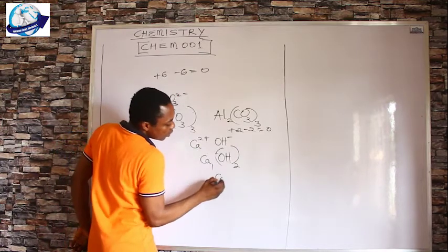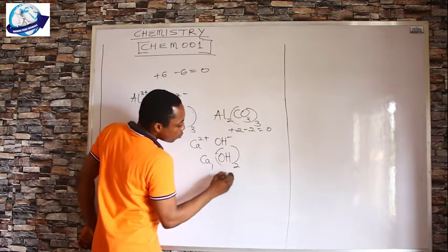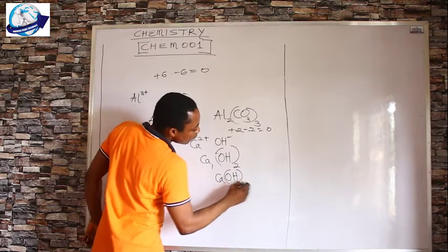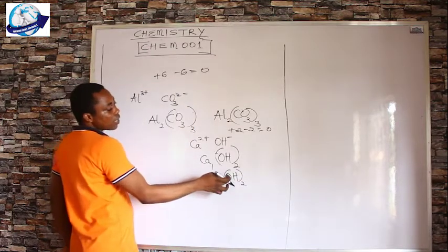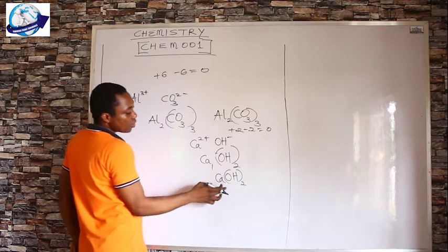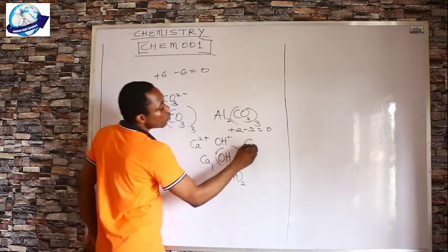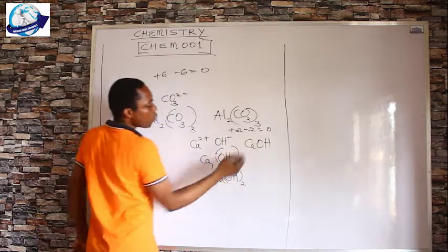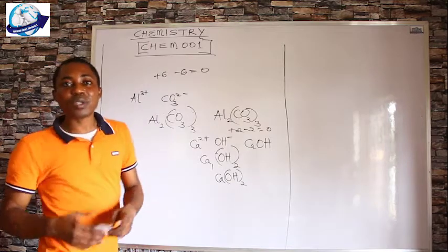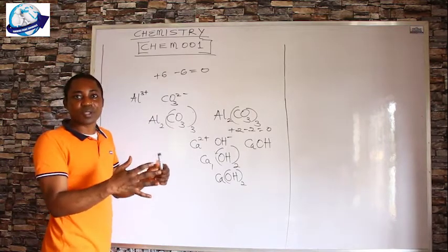Then you can write Ca1, which means Ca. Then OH in brackets, then you have 2. So this is called calcium hydroxide. This is the right formula, so you don't have to go this way and say this is the formula for calcium hydroxide. It's wrong. So when you do this kind of balancing, you have the right formula.